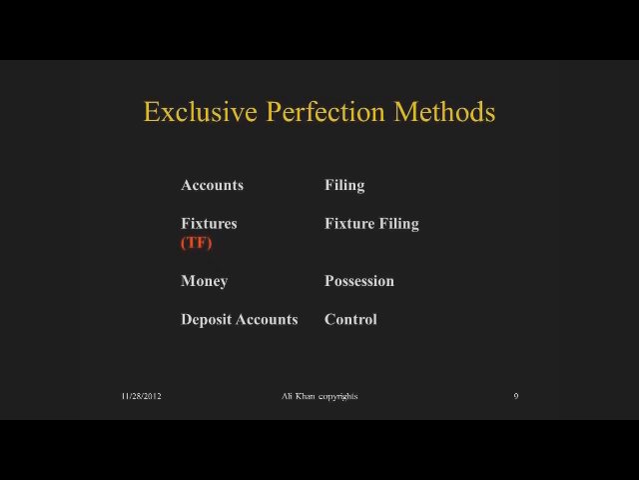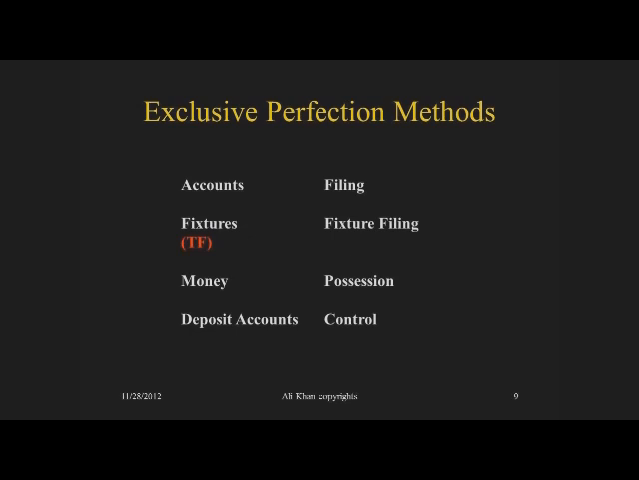The only method of perfecting security interest in accounts is filing. You cannot control accounts. You cannot possess accounts. And therefore, the only method that Article 9 gives you to perfect your security interest in accounts is by filing a financing statement. The word control, you would think, well, why can't you control? You can't. Fixtures. The only method to perfect security interest is fixture filing, where you file in the county where mortgages are filed, because you want to give notice to the mortgage lenders. So you won't be able to perfect your security interest in fixtures by possession or control or by filing in the financing statement in the Secretary of State's office.